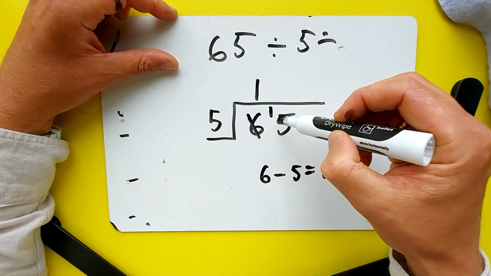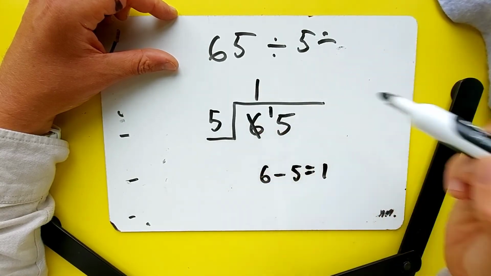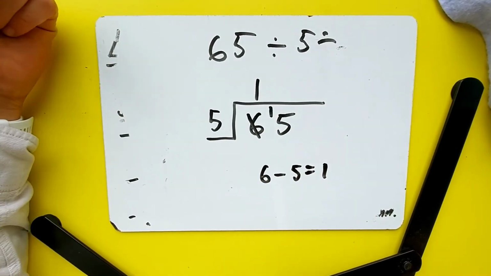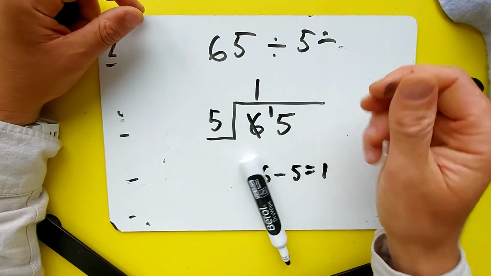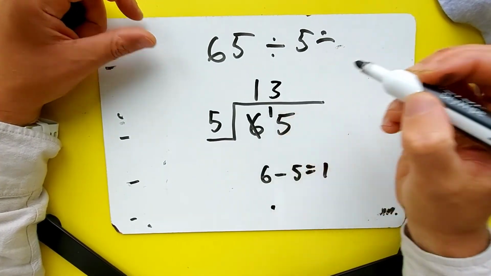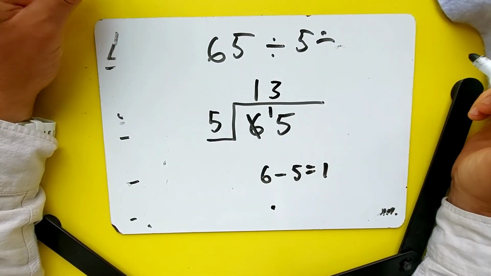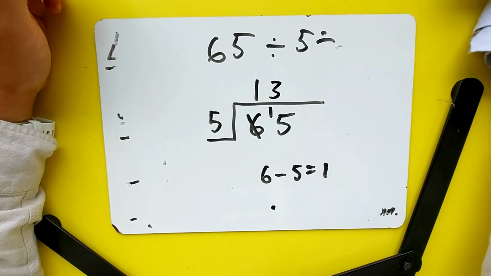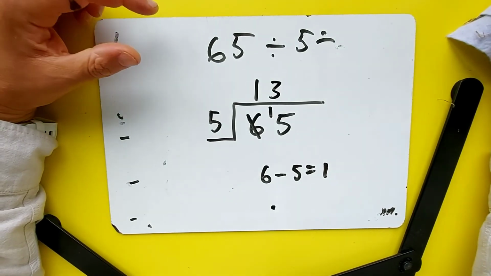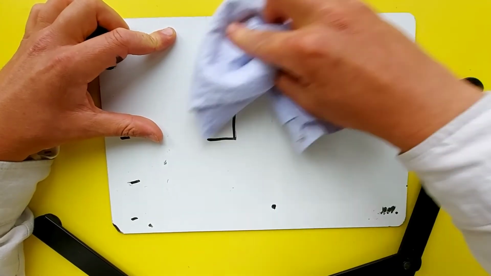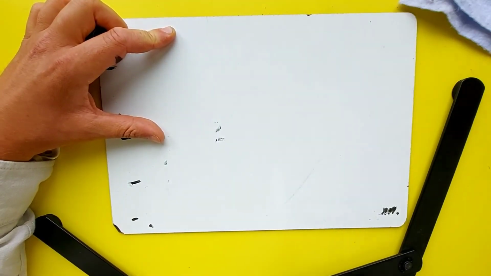So now I've got 15. So now I'm thinking, how many 5s go into 15? 5, 10, 15 would be 3. Okay guys, should we look at one more together? Let's look at one more that was a little bit like that and see how you get on.